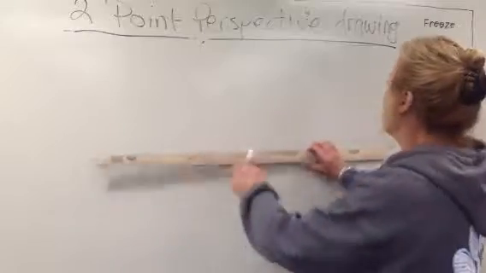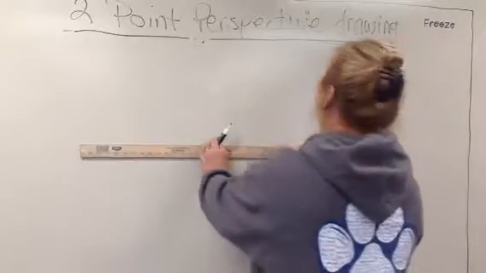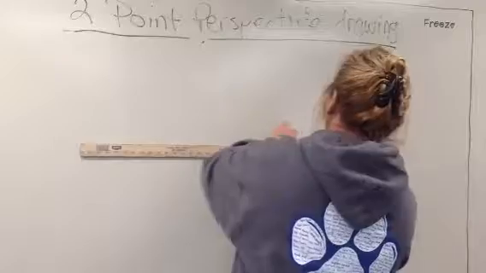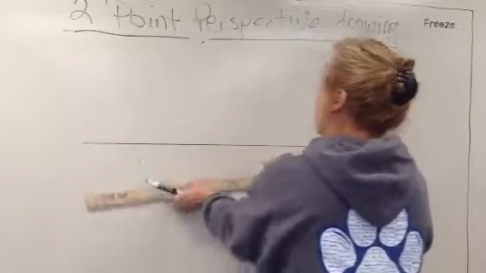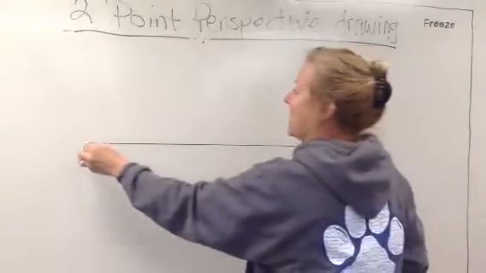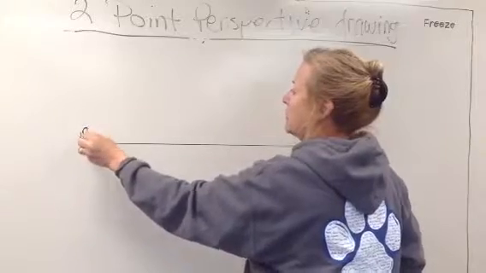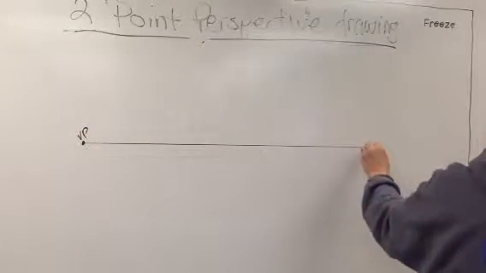So the first thing you're going to do is you will draw a line, which is now your horizon line, across your whole paper. On the left side, you'll make a vanishing point, and on the right side, you'll make one vanishing point.